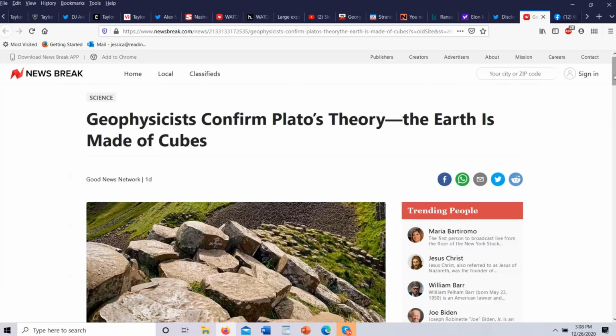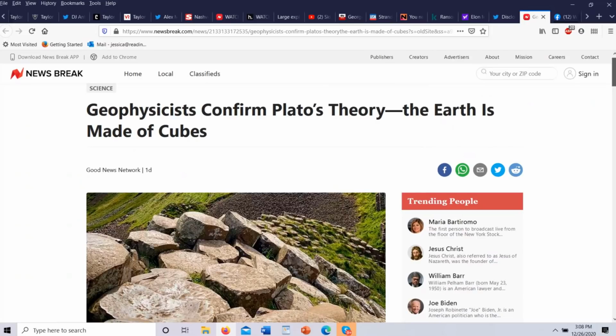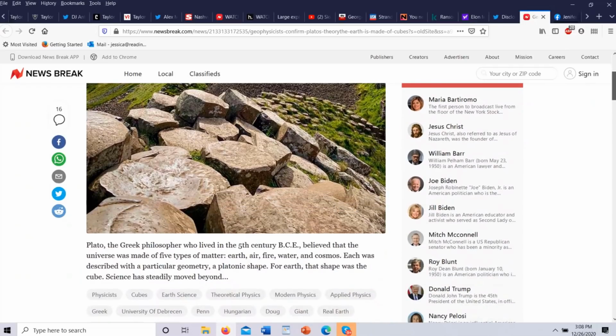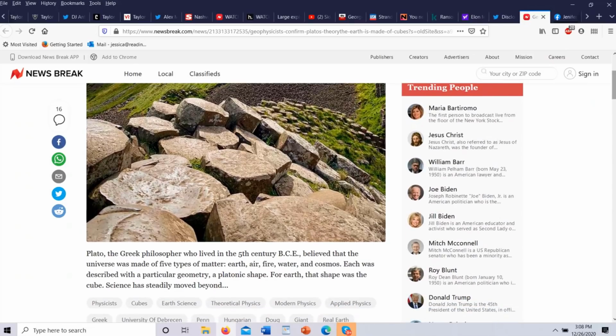This kind of relates a little bit to how we started, talking about the composition, the geophysicists confirmed Plato's theory the Earth is made of cubes. And so we're looking at string theory and the other theory that we talked about earlier. And here's another one.